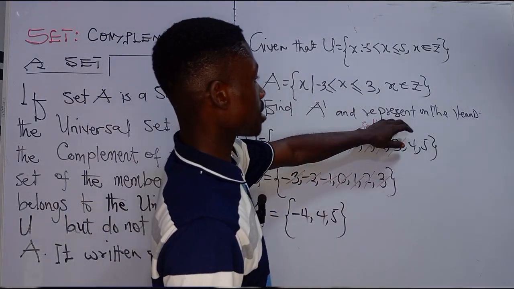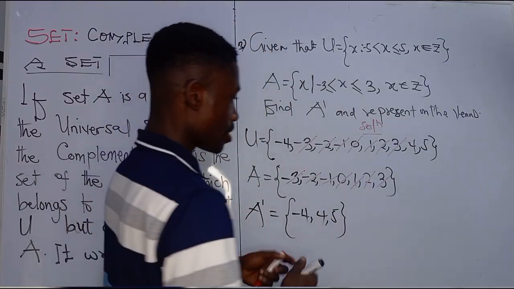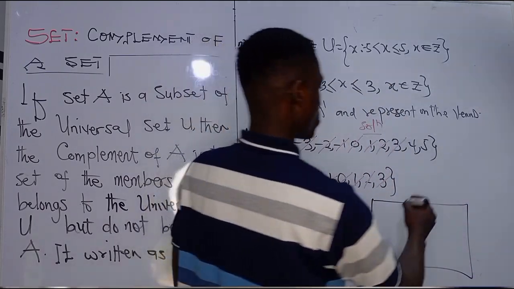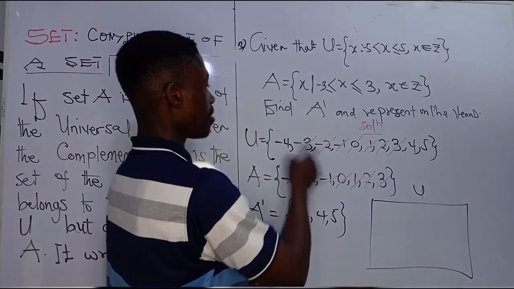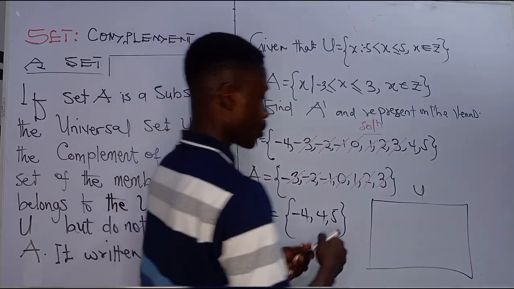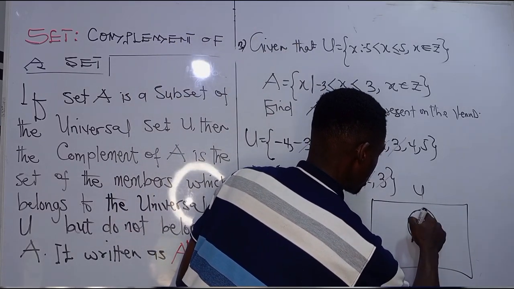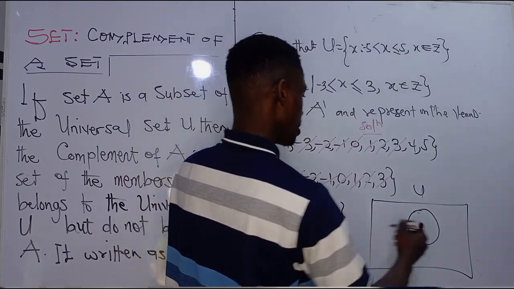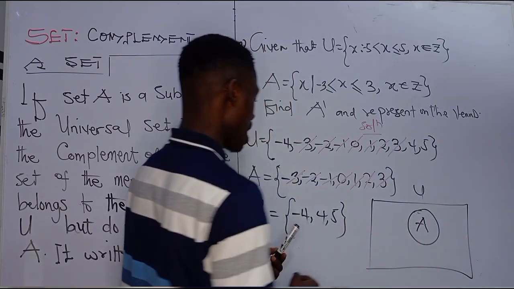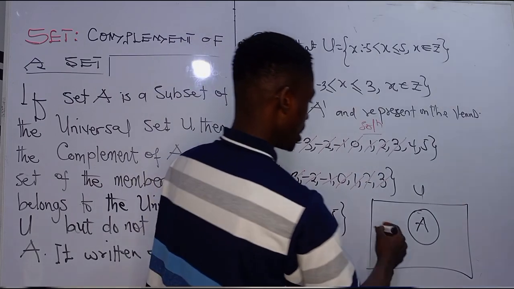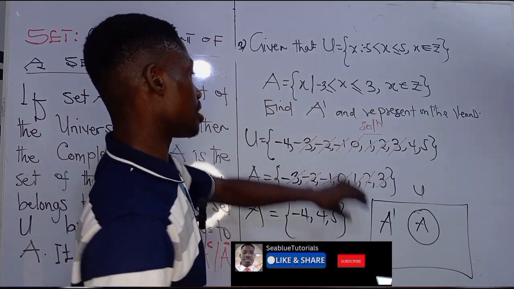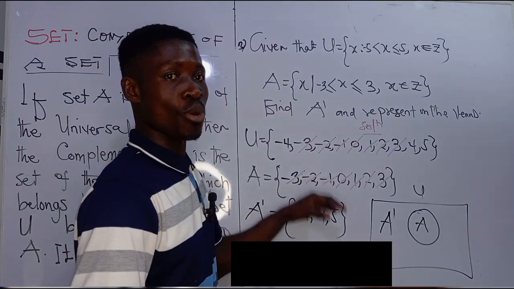The last question says we have to represent it on the Venn diagram. So we have our rectangular box, which is our universal set. How many subsets do we have? We have only one subset, and that is set A. So we are going to draw only one circle. This circle represents the subset A, and all the regions around the circle become the complement of set A. So we can write it like this. This is the Venn diagram representing this set and its complement.